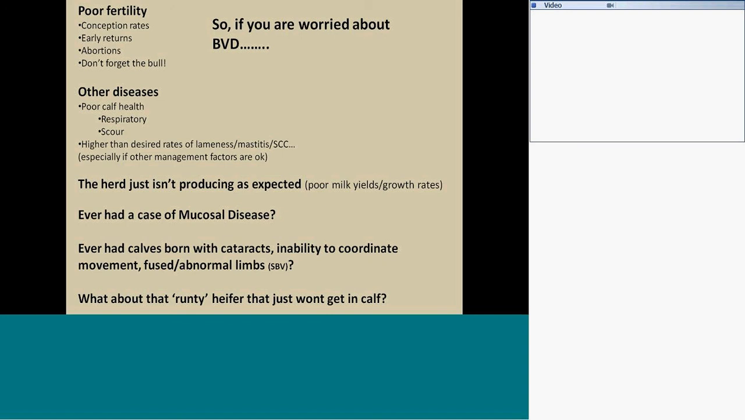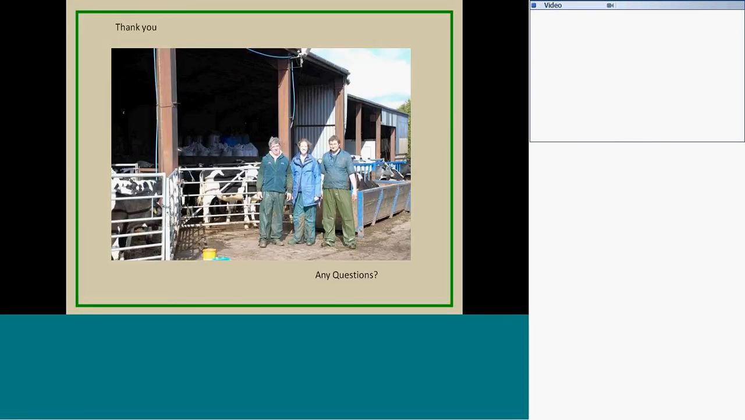The tests are good, they're not that expensive, and we can get you BVD free in a relatively short period. 2 to 3 years probably for most farms if they're committed to getting rid of PI animals. So we can move on and we can get BVD free, and then we can move you on to the next disease that you're concerned about.